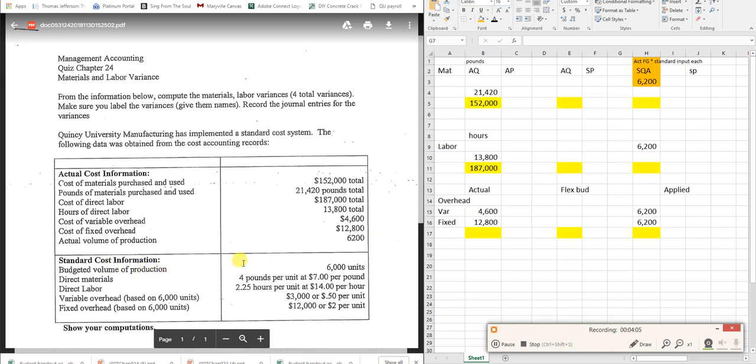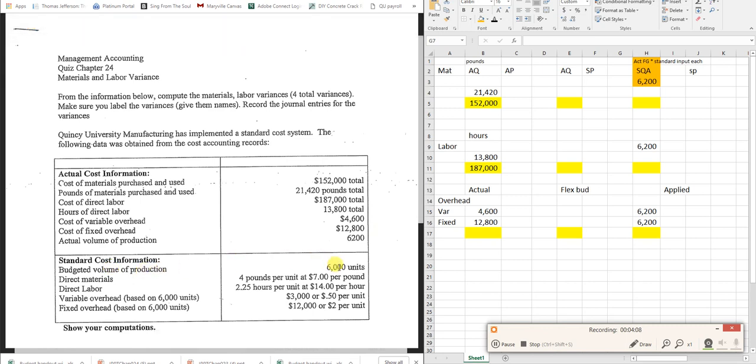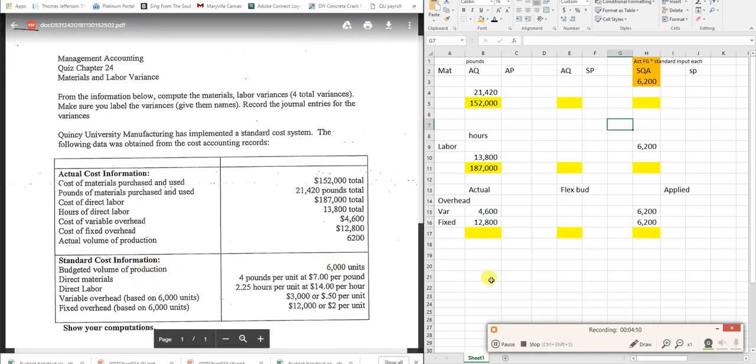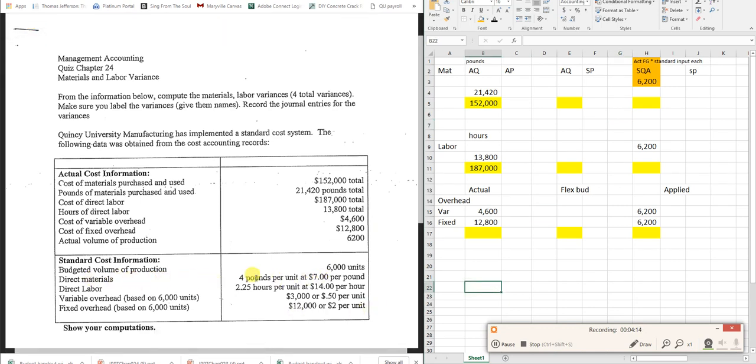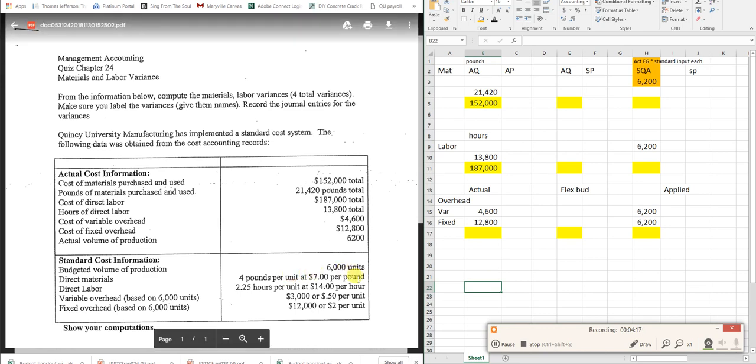All right, so my budgeted volume of production is 6,000 units. We're going to use this in just a second. Direct materials is 4 pounds per unit at $7 a pound. Sometimes the problem will have that multiplied out, 7 times 4 is 28, and you'll want to put 28 up here. But notice it's $28 per unit, $7 per pound, and my quantity is in pounds, not units. So I want my price per pound of $7.